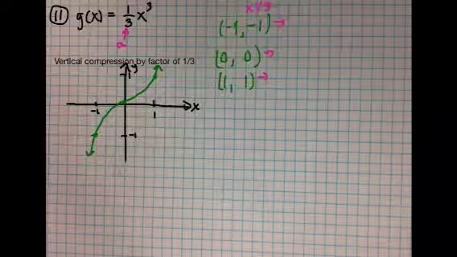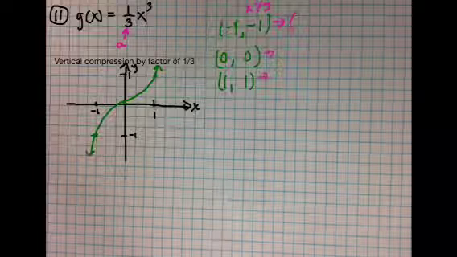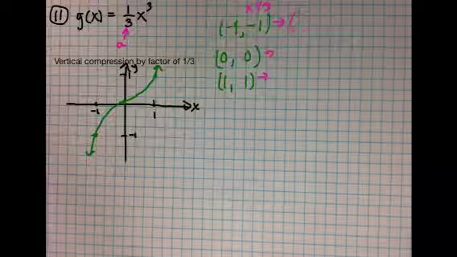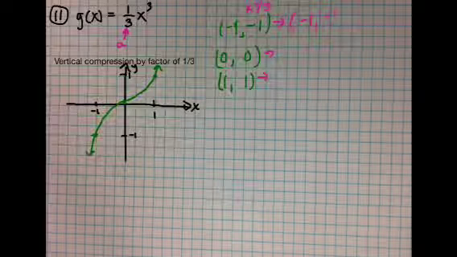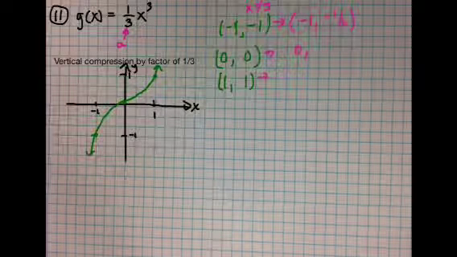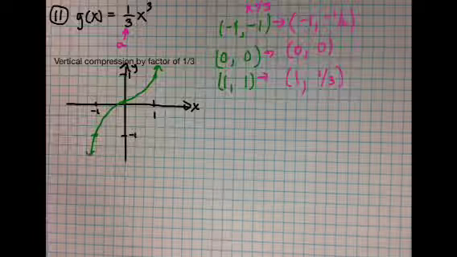So b is the one that changes the x. And there's no h and there's no k. Okay, so the only change we're going to see is by multiplying a by y. So negative 1, 1/3 times negative 1 is negative 1/3. 0, 0 times 0 is 0. And then 1 times 1/3 is 1/3. So only the y's change.